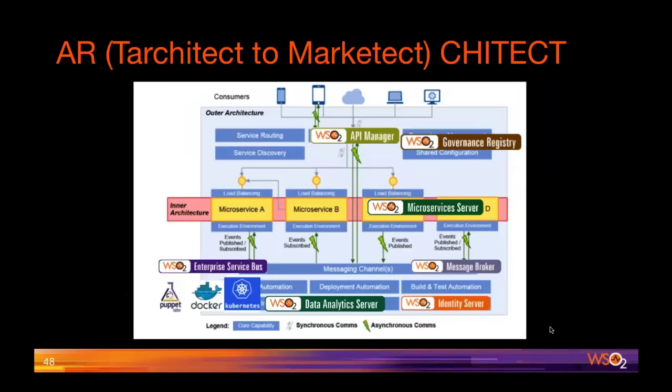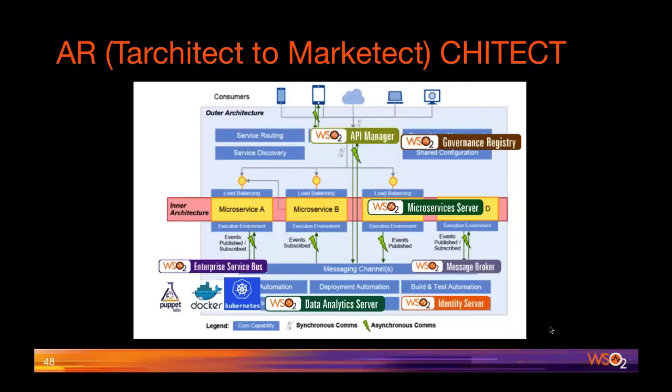So if we map the product stack into the previous microservice architecture that I explained, the service writing runtime will be the microservices server, and then you will find the API management layer as the gateway to expose these microservices server services, and then the governance registry that we have will expose these services and advertise them in an API store as well as a service store, and then create dependencies between services and the APIs.